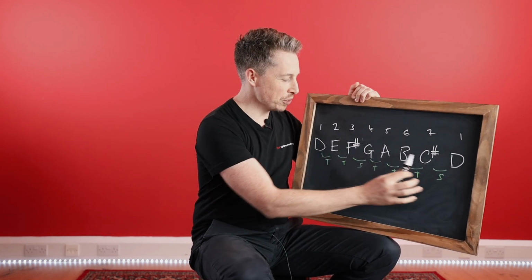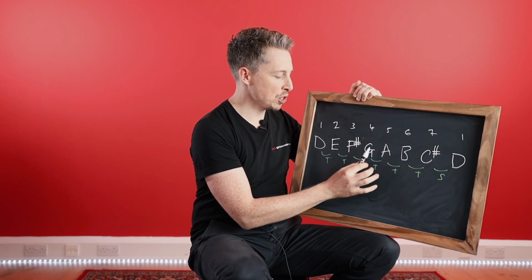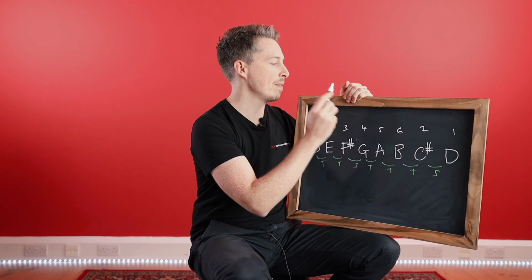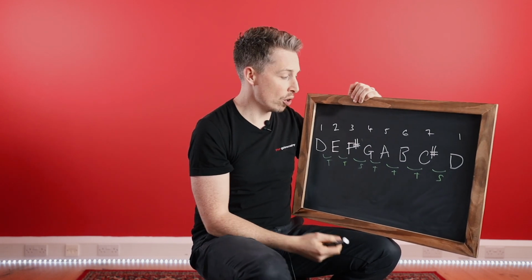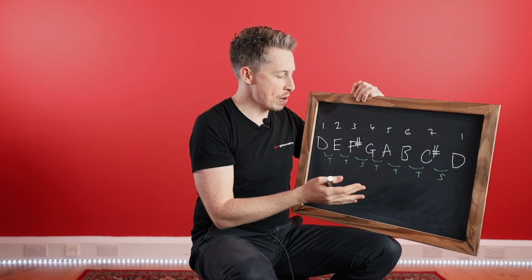Okay, so there's your D major scale: D, E, F sharp, G, A, B, C sharp, D. Hopefully you were able to do that, or you were able to do that with me, or separately you were practicing it and you were able to put together a whole major scale.